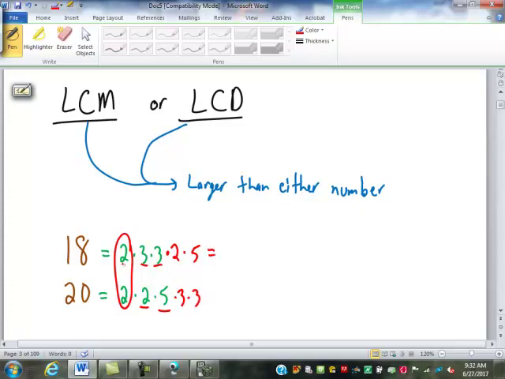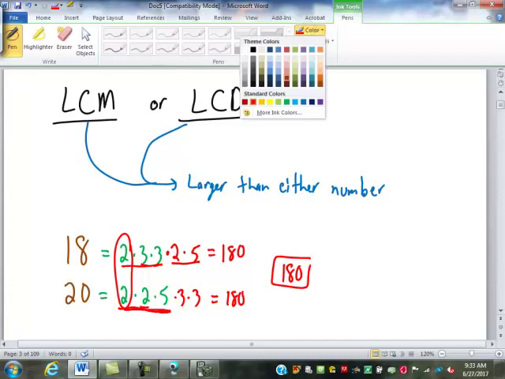So on top here, this is 18 times 2 times 5 is 10, so it'd be 180. On bottom, this part is 20. 3 times 3 is 9, so 20 times 9 is also 180. So 180 is your least common multiple or least common denominator.